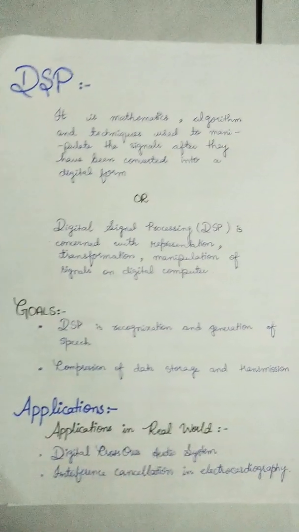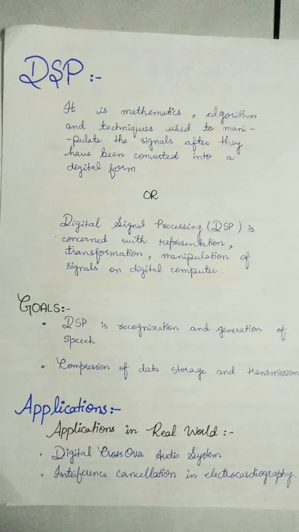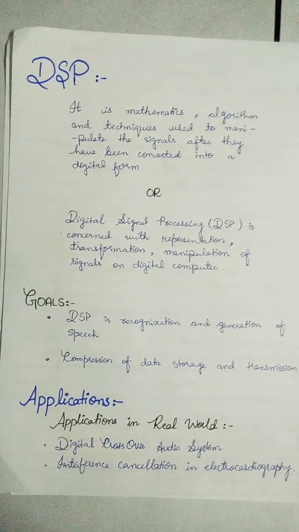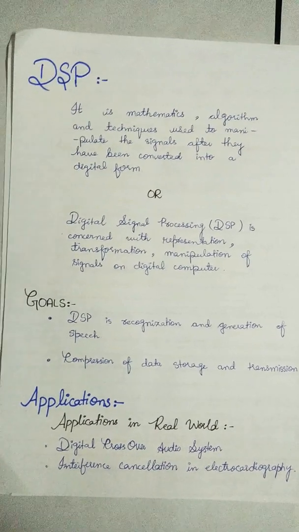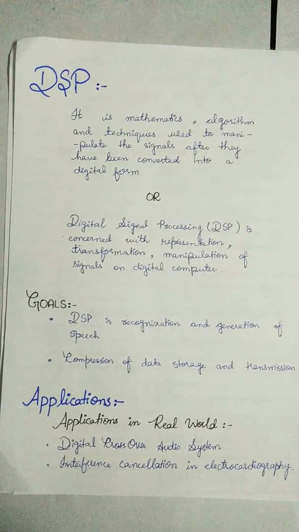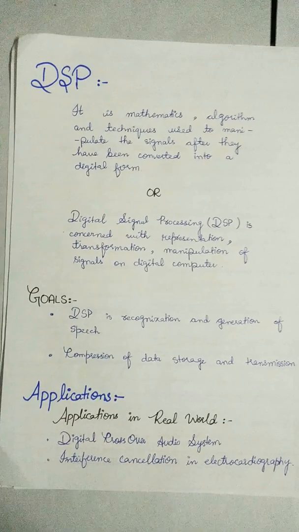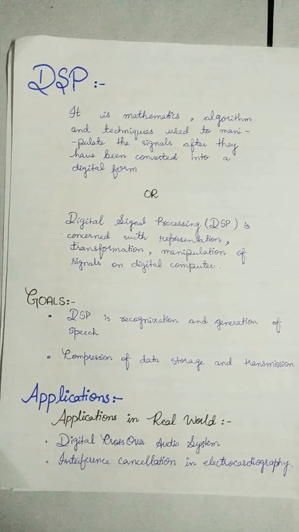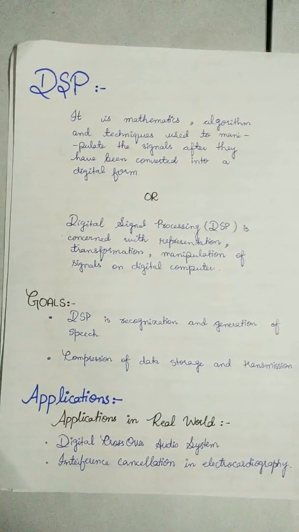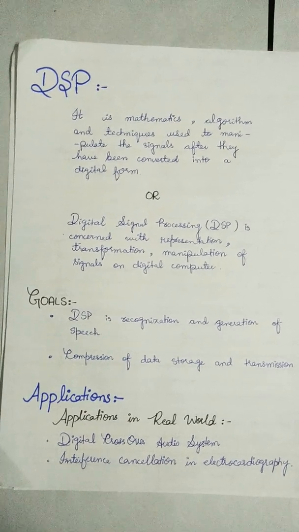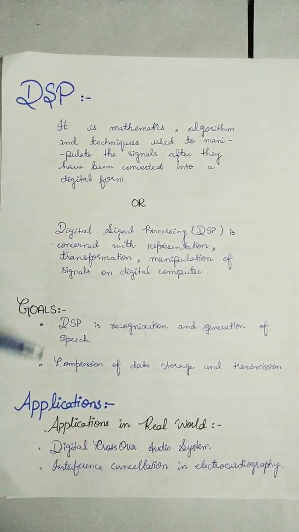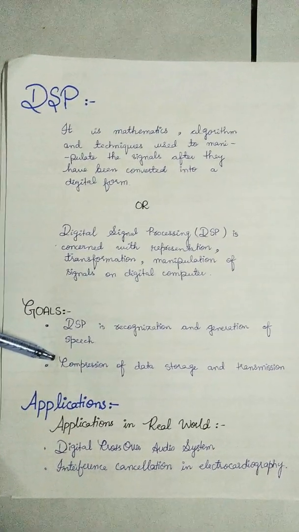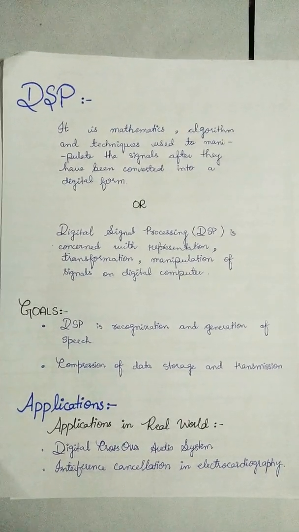So basically, DSP is mathematics, algorithms and techniques used to manipulate signals after they have been converted into a digital form. Digital signal processing is concerned with representation, transformation and manipulation of signals on a digital computer. What are the goals of DSP? DSP is recognition and generation of speech. Another goal of DSP is compression of data for storage and transmission.